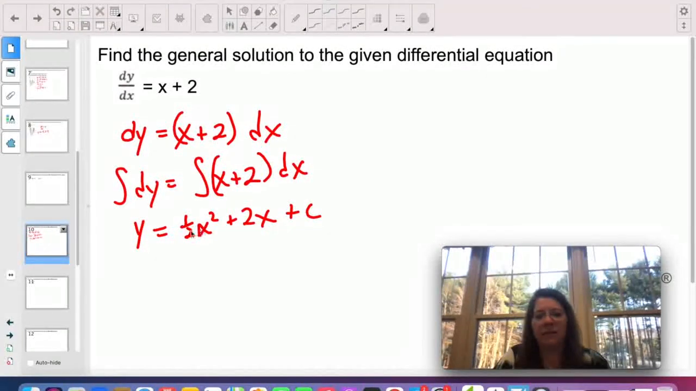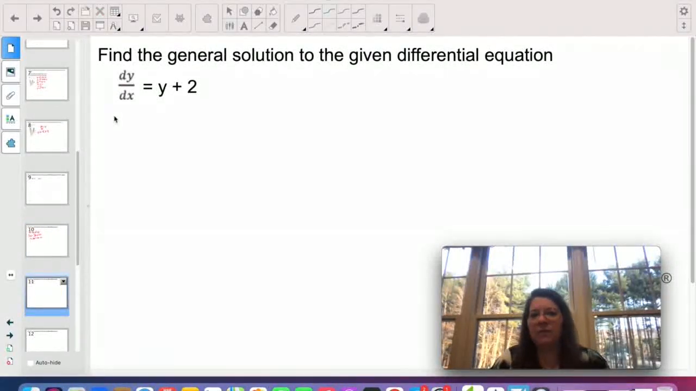Either way is fine. So we also need to understand how to deal with these when we have a y within these equations. This says the same thing. Find the general solution to the given differential equation. Dy over dx equals y plus 2 this time. So we're finding the differential equation of y with respect to x, but there aren't any x's in here. But if we integrate it correctly, we'll have some x's as we finish. So let's look at this one.